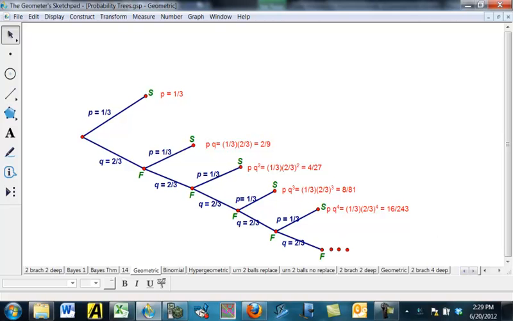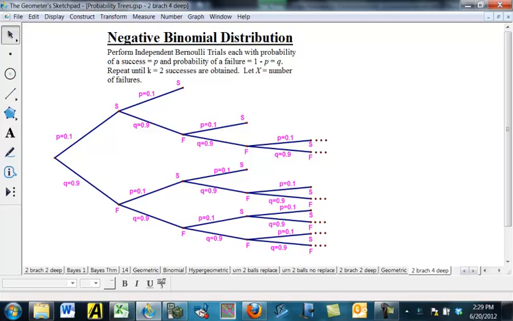Now, in a negative binomial distribution, it's a very similar situation. It's a generalization of the geometric. So what we do here is we again perform independent Bernoulli trials, each with probability of success P and probability of failure 1 minus P, which is Q. But we're going to find K successes. In this example I've illustrated, we're looking for 2 successes. So we know that the second success is going to come on the last try, because once we get that second success, we're going to stop.